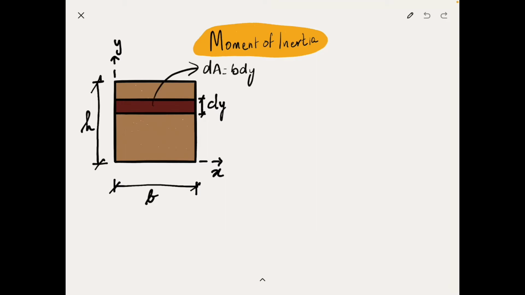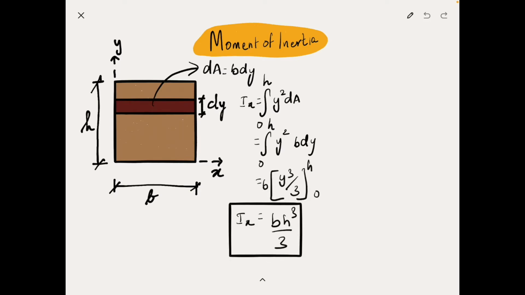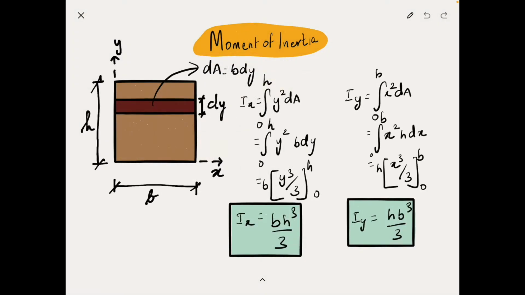Again, the small area under consideration dA is b times dy, and Ix is given by the integral of y square dA between the limits 0 to h. Since the reference axis is at the edge of the section, we need to integrate between 0 and height h. Substituting dA in the integral and solving for Ix, we get bh cube divided by 3. Similarly, when you derive Iy, you would get Iy is equal to hb cube divided by 3.